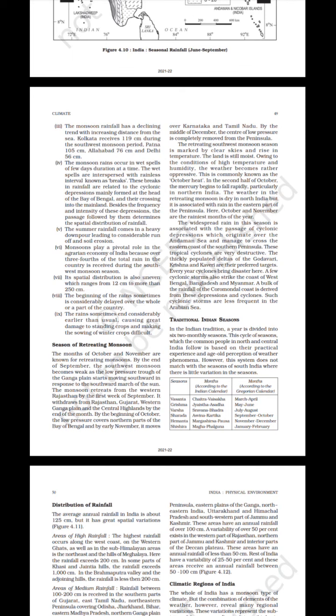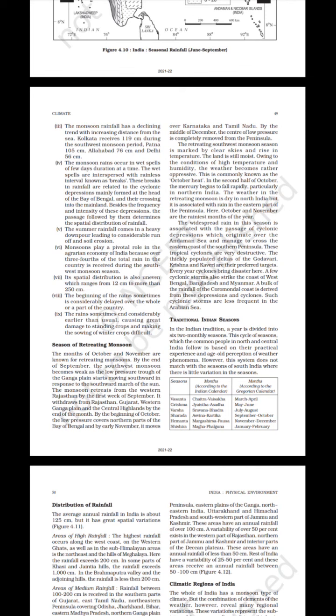Season of retreating monsoon. The months of October and November are known for retreating monsoons. By the end of September, the southwest monsoon becomes weak as the low pressure trough of the Ganga plain starts moving southward in response to the southward march of the sun. The monsoon retreats from western Rajasthan by the first week of September. It withdraws from Rajasthan, Gujarat, the western Ganga plain and the central highlands by the end of the month.